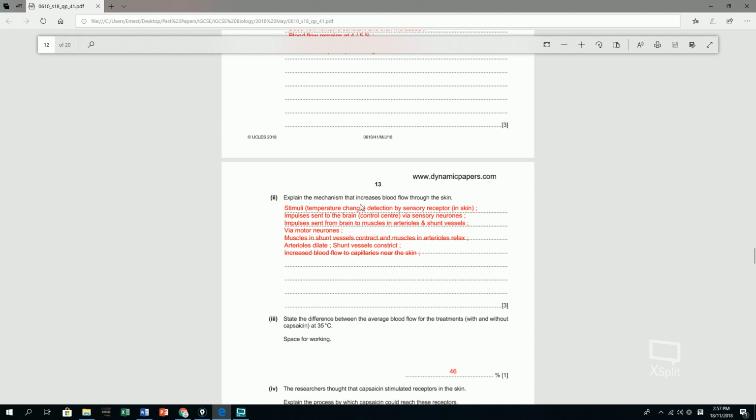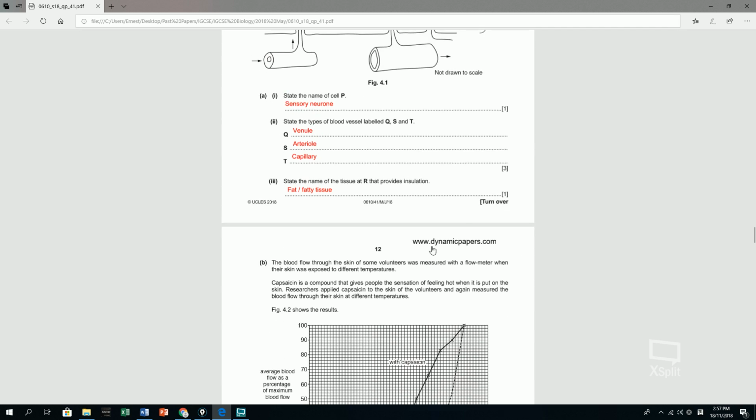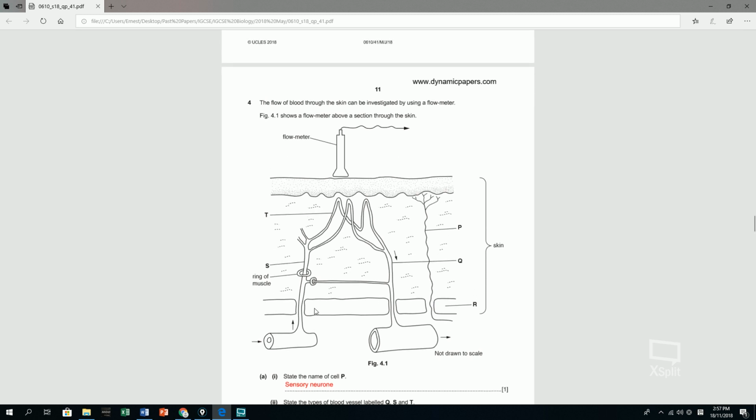Explain the mechanism that increases the blood flow through to the skin. So this is where the theory really needs to be strong for you to understand how to solve questions like this. So again, let's take it back to this diagram here.